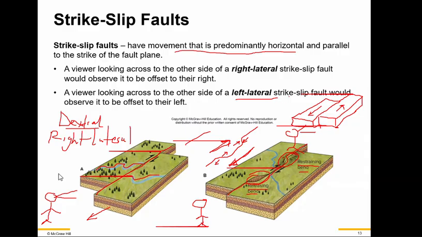The left lateral strike slip fault is also called sinistral. Sinistral. Do we know the two types of strike slip fault now? Yes, sir. Good. You have dextral and sinistral, or right lateral and left lateral strike slip fault, depending, right, on the observer.